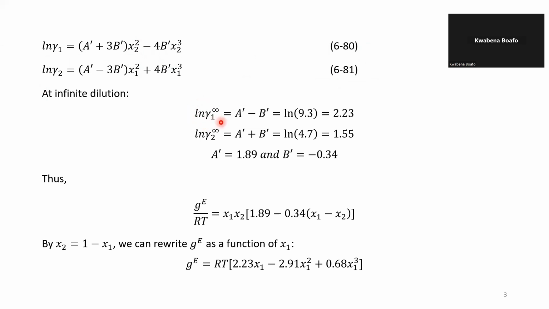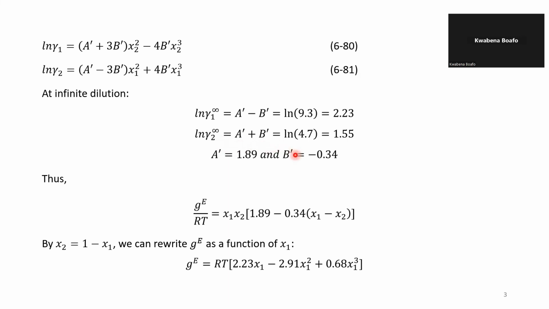So the natural log of the infinite dilution activity coefficient of the first component is equal to A prime minus B prime. Then for the second one, we assume that x1 is equal to 1 and x2 is equal to 0. We make our substitution to obtain the natural log of the infinite dilution activity coefficient of the second component being equal to A prime plus B prime.